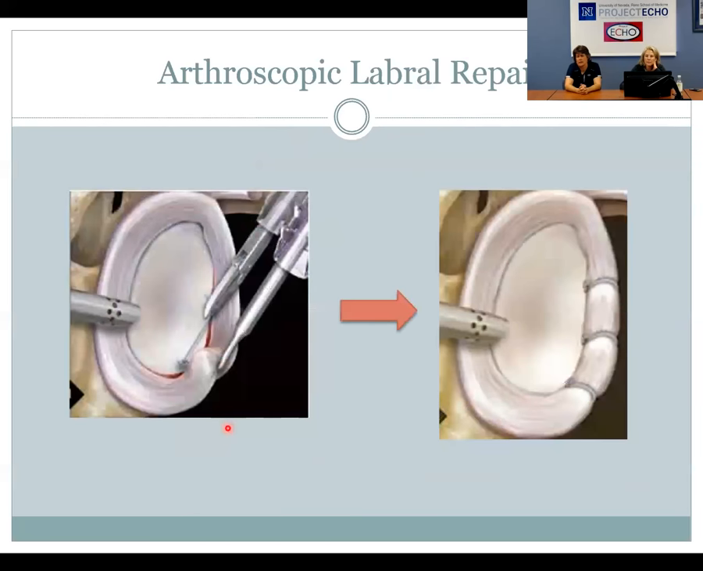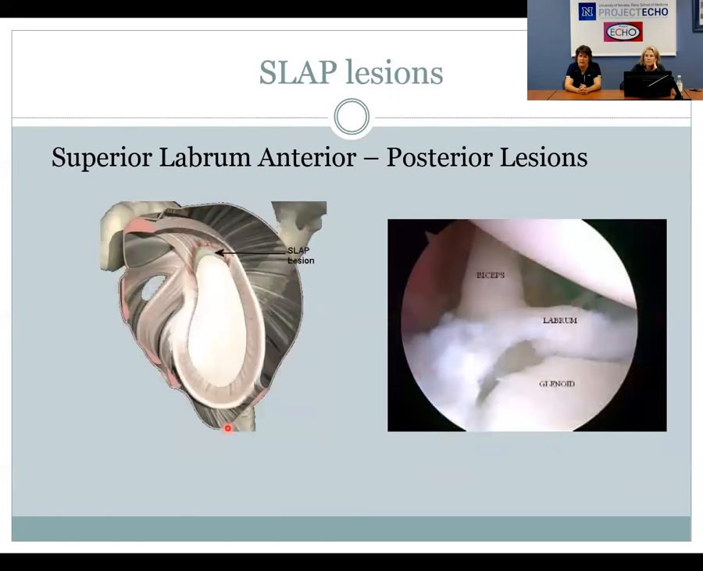So this is what it looks like. So let's spend a couple of minutes talking about SLAP lesions. SLAP is an acronym that stands for superior labrum anterior to posterior.